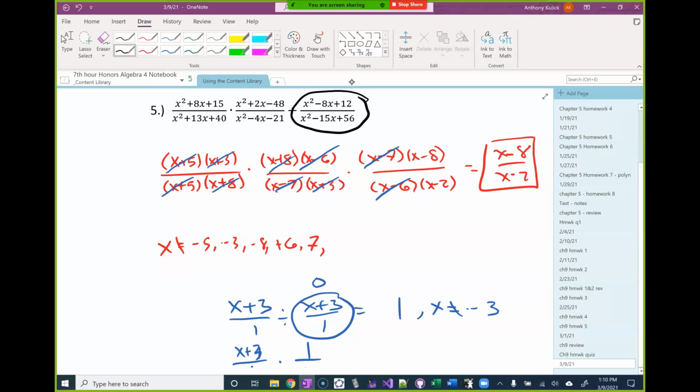Does that make sense? So the moral of the story is, with the piece that's being divided, it doesn't matter if it's crossed out from the numerator, denominator, or after you flipped it, the numerator, denominator. It just doesn't matter where it crosses out. It still causes a restriction. Is that cool? So there's no real trick to it. You just got to remember that piece.